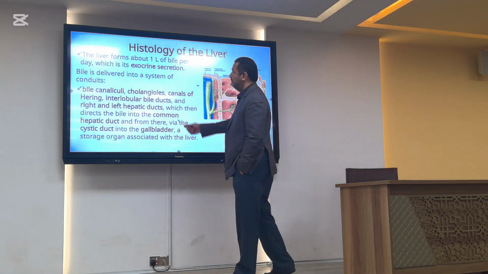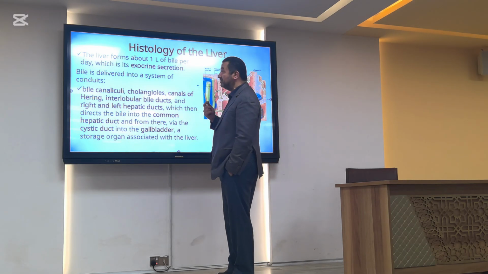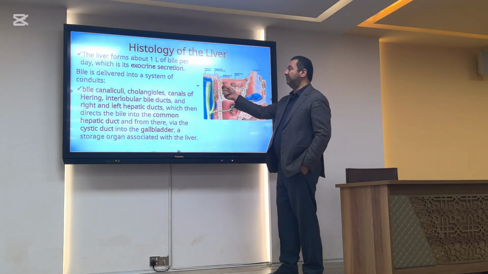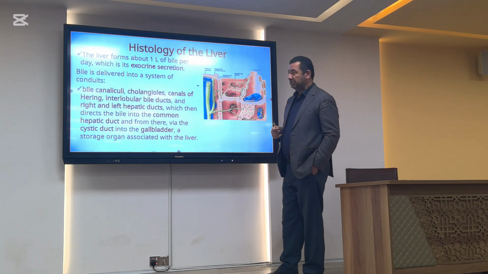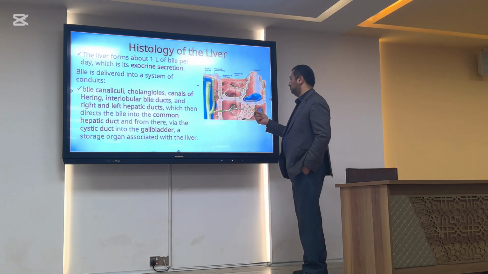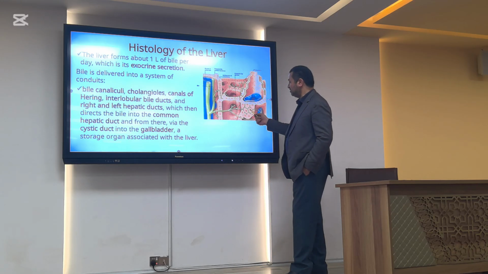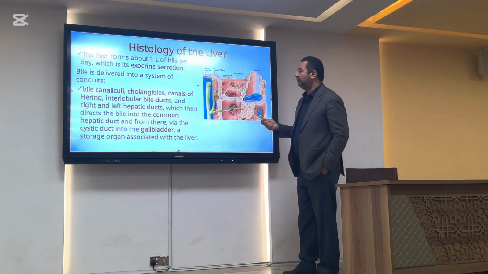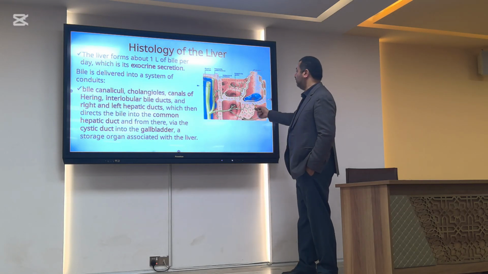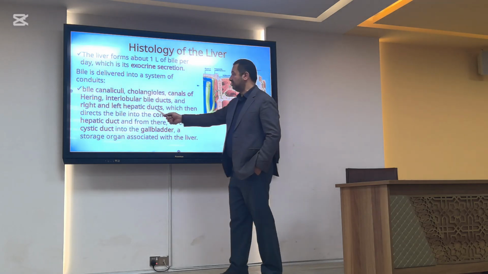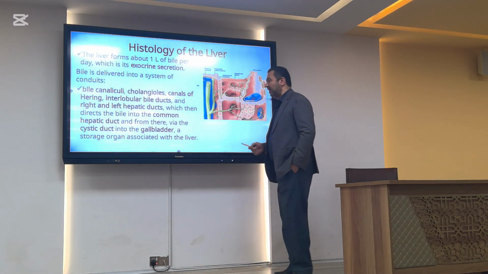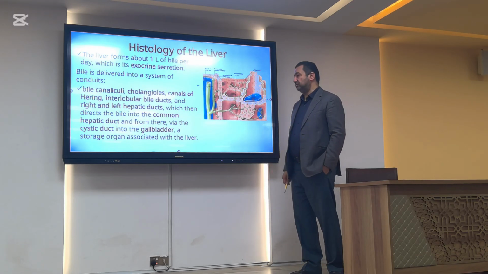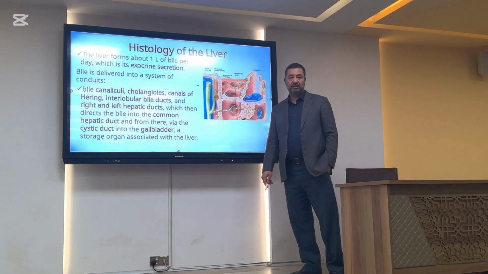The liver forms about 1 liter of bile per day, which is its exocrine secretion. Bile is delivered into a system of conduits: bile canaliculi between hepatocytes, cholangioles, canals of Hering, interlobular bile ducts, which then direct the bile into the common hepatic duct, and from there via the cystic duct into the gallbladder, a storage organ associated with the liver.